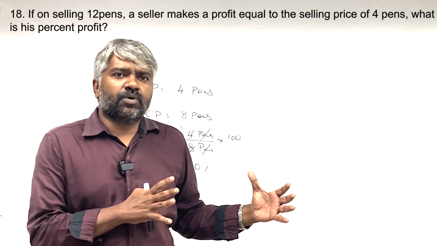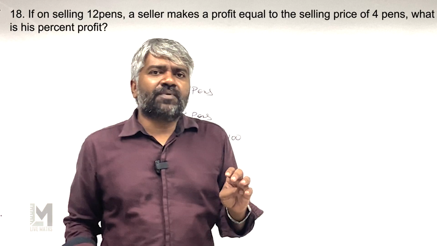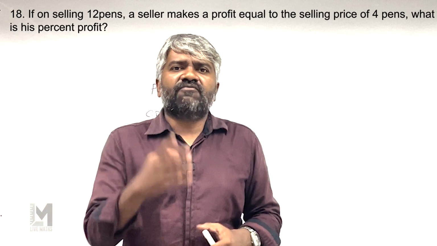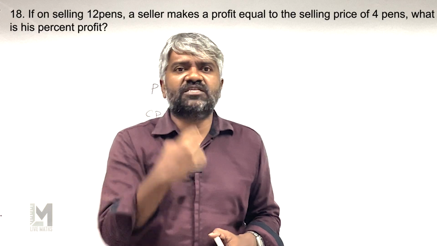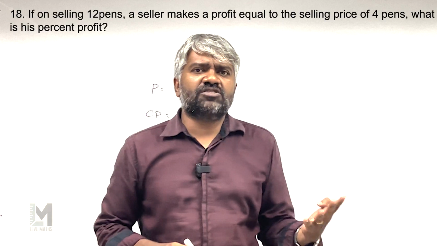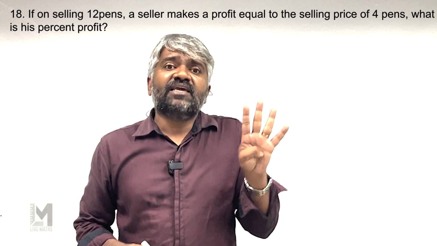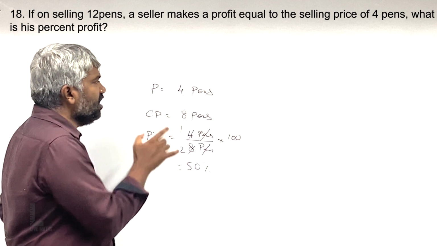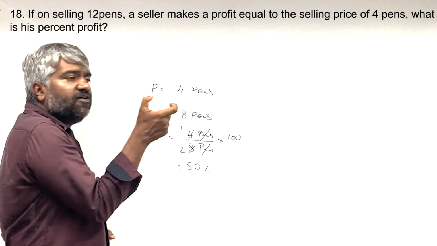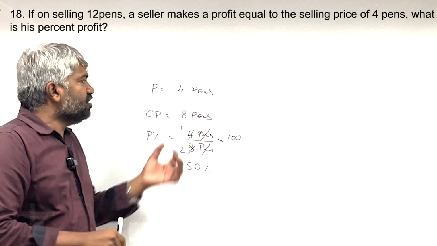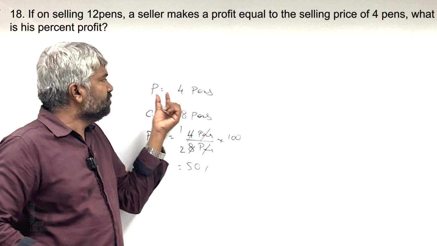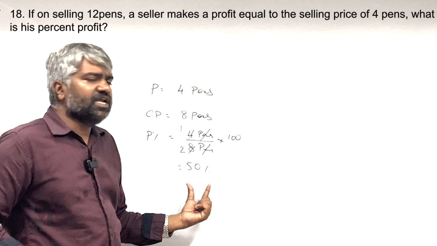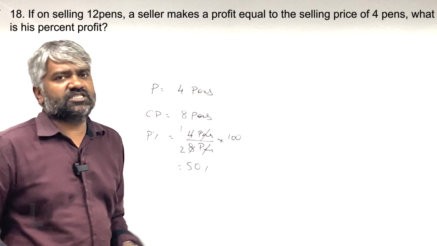I will explain this question again. The shopkeeper is selling 12 pence. In this, he makes a profit from the amount he collected for 4 pence. So out of 12 pence, 4 pence is profit, 8 pence is cost price. In this case, profit is half of the cost price. So we take cost price as 8 pence, profit is 4 pence. Then as usual, for profit percentage, you will get the answer as 50%, right?